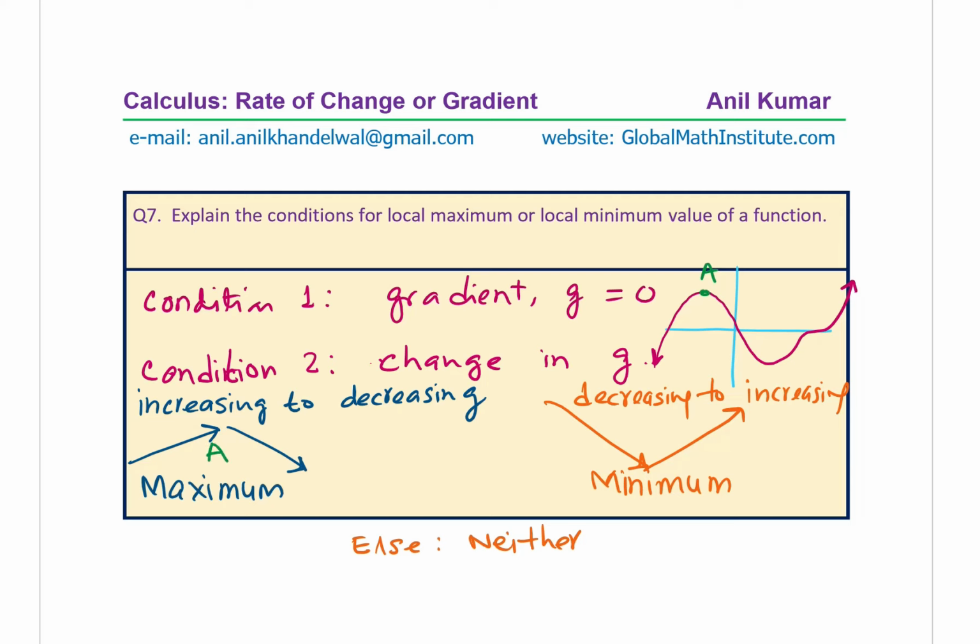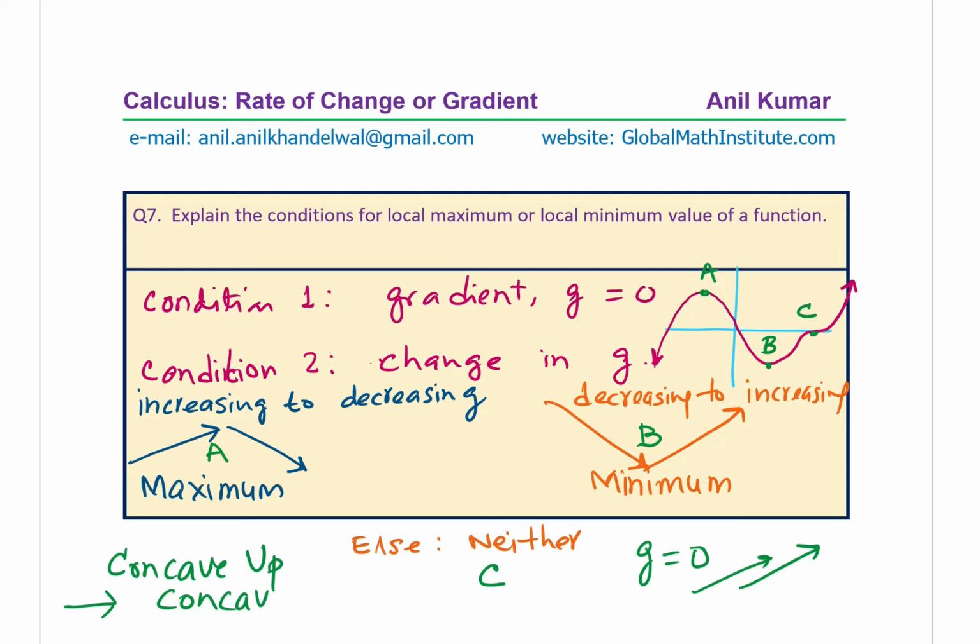You can see that the gradient changes from increasing to decreasing. At B, we have a minimum, as the gradient changes from decreasing to increasing, but at C, it is neither. At C, the gradient g goes to 0, but it goes from increasing to increasing. Do you see that? It doesn't change. Concave up to concave up. Do you see that? It is concave up and then again concave up. So the gradient doesn't change, and therefore it's neither.